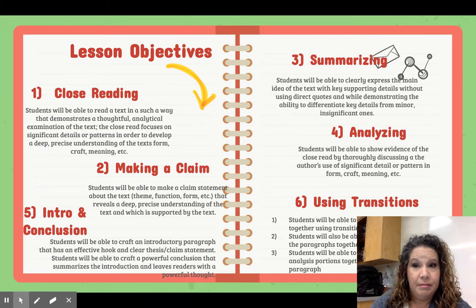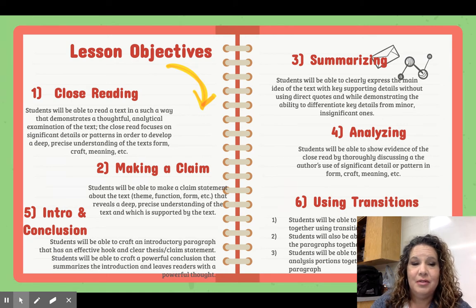Our summary was specifically dealing with the main idea, with key supporting details, without using direct quotes, and demonstrated our ability to differentiate key details from minor and insignificant ones. When we analyzed, we showed evidence of the close read by thoroughly discussing the author's use of a significant detail or pattern, or form, or craft, or meaning.